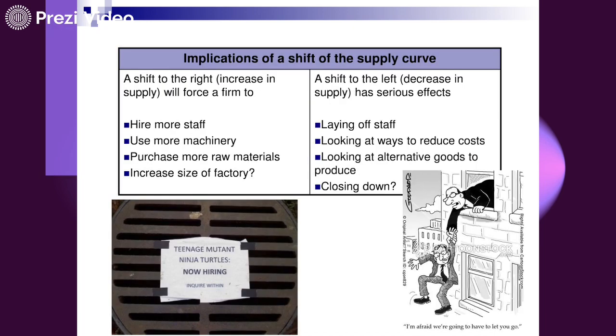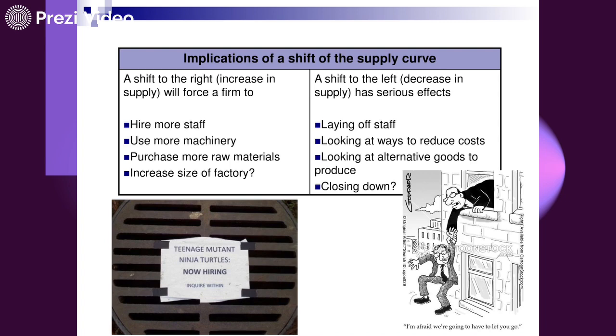And just to summarize, there'll be implications that occur based on those changes that you make. So a shift to the right, which is an increase, you'll need to hire more staff, you might need more machinery, you might need to purchase more resources, you might need to increase your factory or your shop store or whatever you work in. If there is a decrease in supply, you might need to lay off staff.